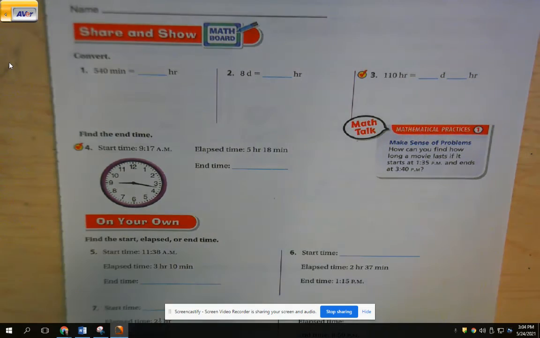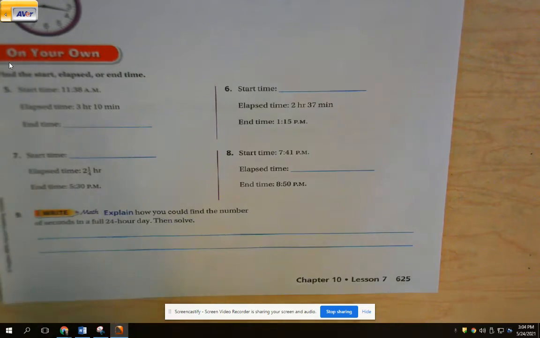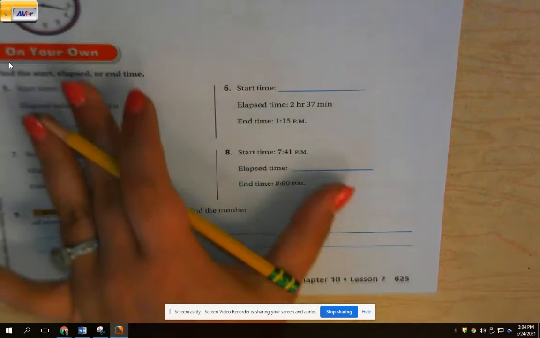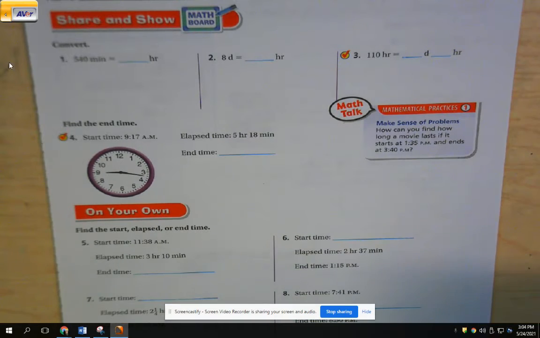Please open your book to page 625. We're going to pick up where we left off yesterday. Turn to page 625. And again, if you need me to stop at any point, just click that pause button. We're going to practice doing some converting today.